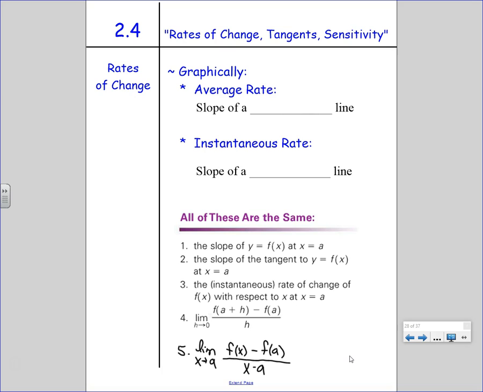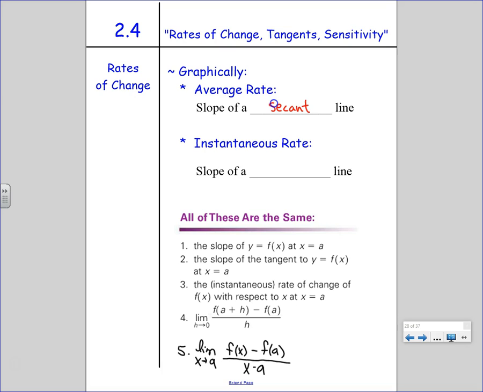Alright, so, graphically, average rate, what are we talking about? Slope of a... Average rate. Rate between 2 times. Rate over a time interval. 2 points, meaning what kind of line? Great. There we go. Secant line.